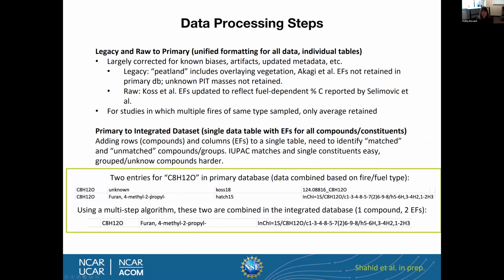So we determine that these are actually the same compound. Again, I don't have all the steps of the algorithm, this is just to illustrate that these are now combined. So instead of having two compounds here, which would be double counting in the database, we now have two emission factors. So we've increased the sample size, which is a pro, and we've reduced the double counting in this step.